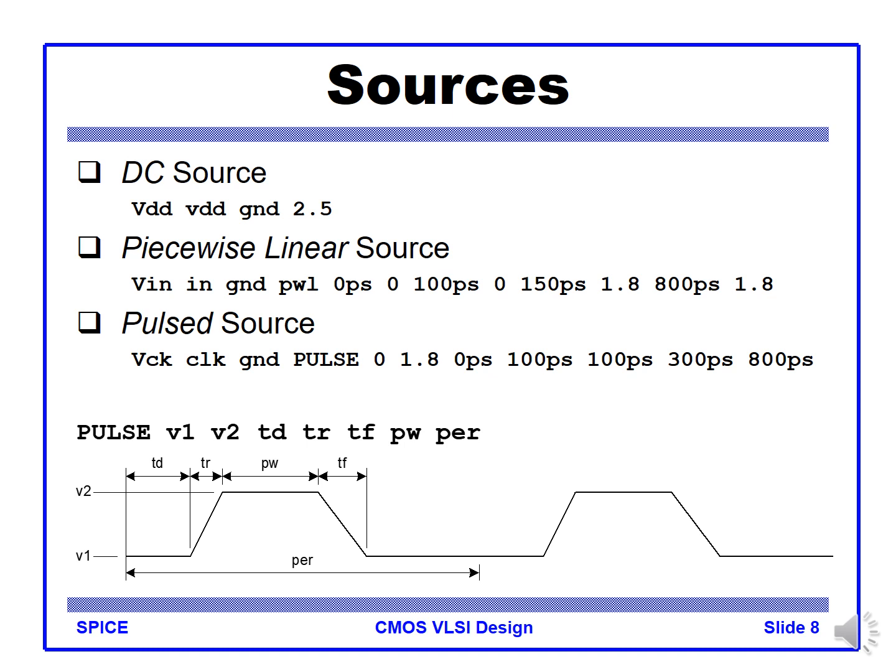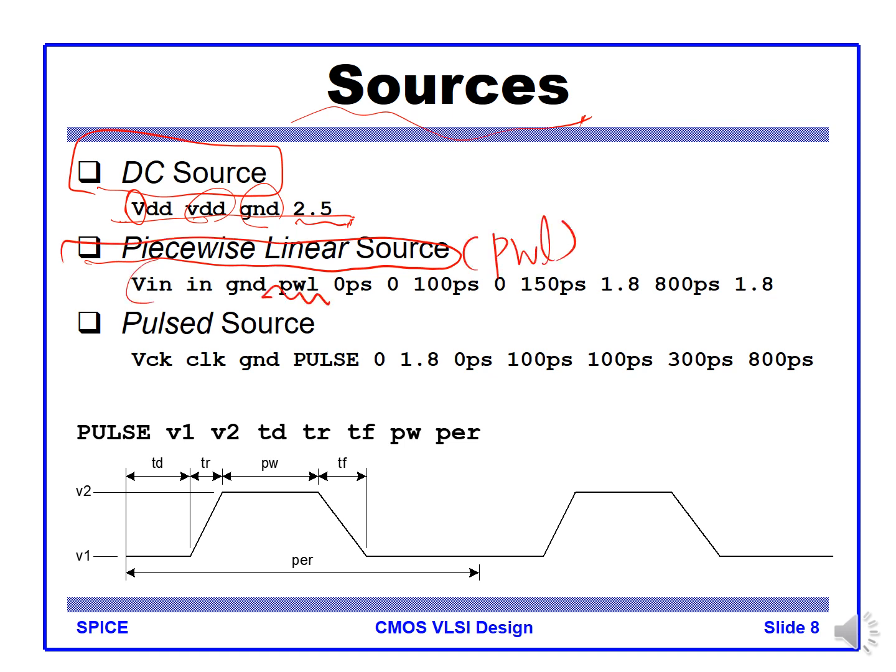Sources. There is a variety of sources defined in the simulation. For example, we have a DC source defined like this. You start with the character V, and this is the name of the nodes and the value property of the DC voltage, that is 2.5 volt. We also have a piecewise linear source called PWL. So we define PWL with the instance name of the Vin, between input and ground node, and we have all the piecewise voltage information on the right.